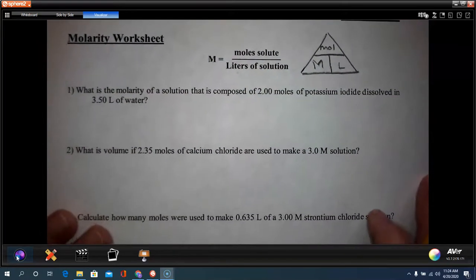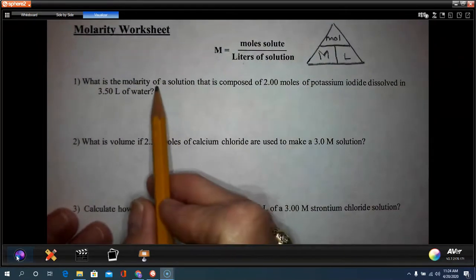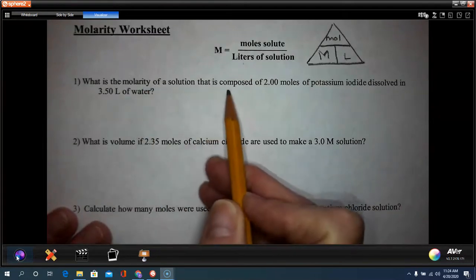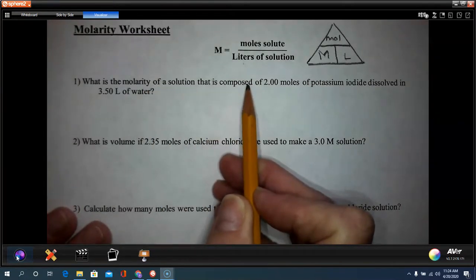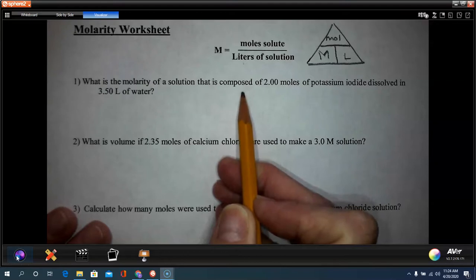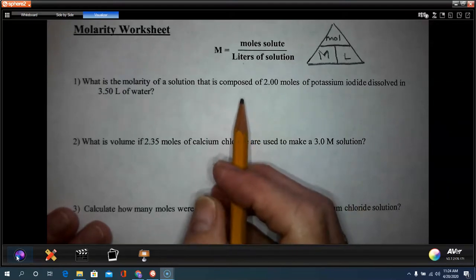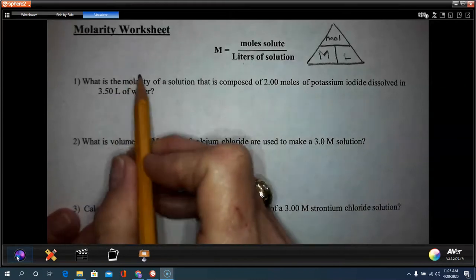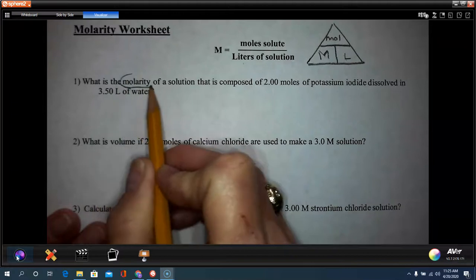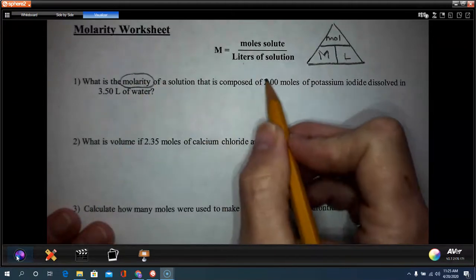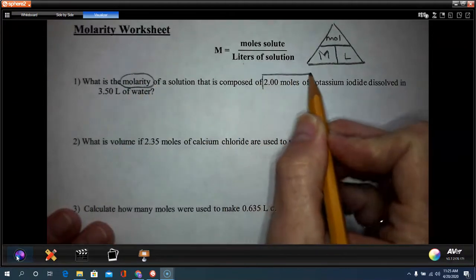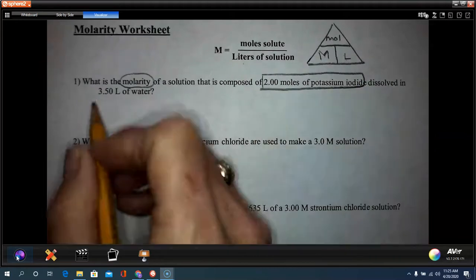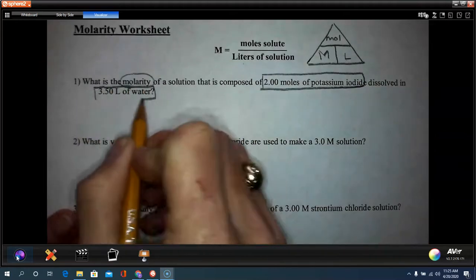And we'll do the odd number problems here. What's the molarity of a solution that's composed of 2 moles of potassium iodide dissolved in 3.50 liters of water? Don't forget that we need to box the givens and circle the unknowns. So what is the molarity? That is my unknown, so I'll circle it. And I'm going to box 2 moles of potassium iodide and 3.5 liters of water.